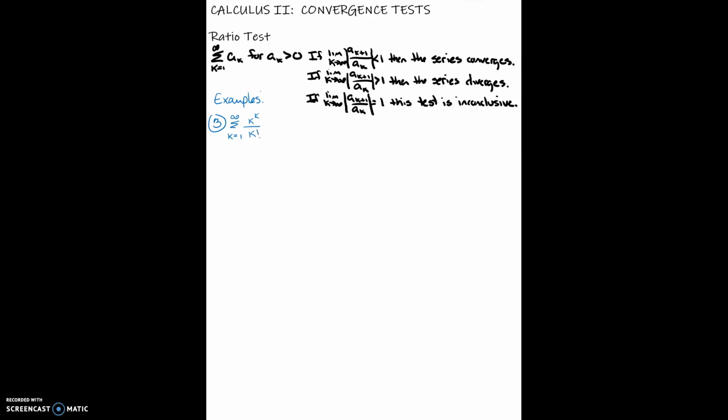All right, to begin with, remember we're not going to look at that series. Instead, we're going to take a look at the limit as k goes to infinity of the absolute value of the ratio of the k plus 1 term over the k term. Remember what that means is every time I see a k, I'm going to replace it with k plus 1 in the numerator. So k plus 1 raised to the k plus 1 over k plus 1 factorial. And then in the denominator, I just have k to the k over k factorial.